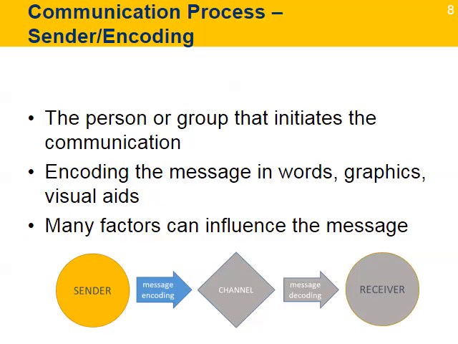The sender is the person or group that initiates the communication and is responsible for the success of the message. The sender will prepare the message by encoding it for the appropriate channel and what he or she believes about the receiver's knowledge and assumptions, along with what additional information he or she wants the receiver to have.